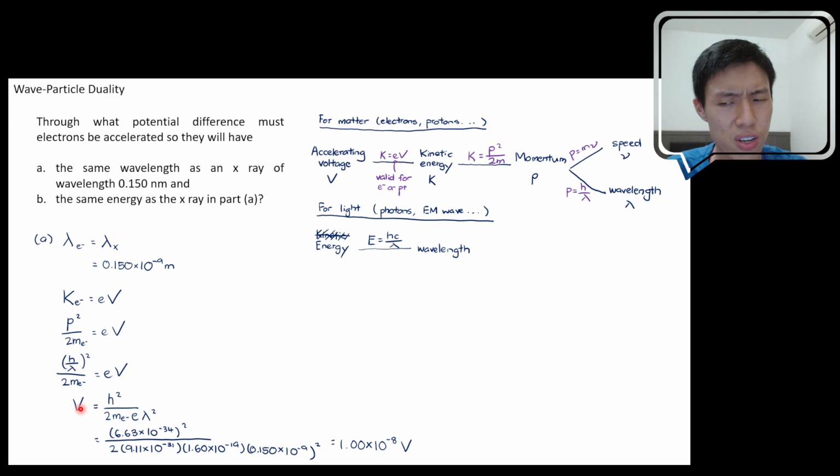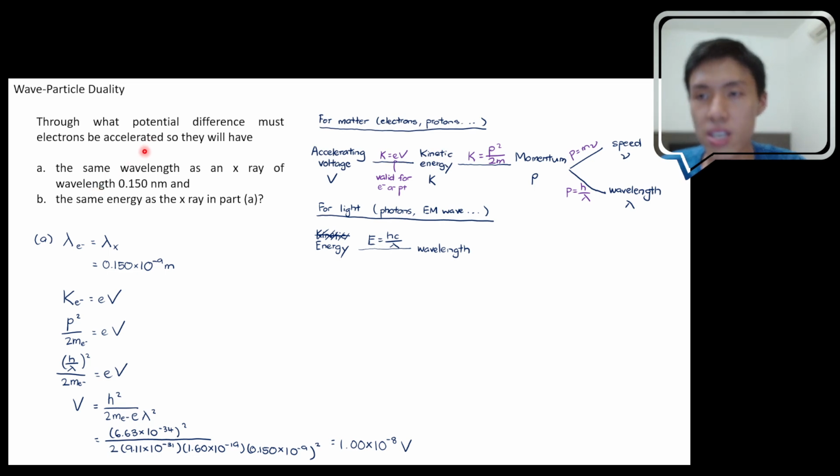So it's actually quite a low voltage. You can easily create an electron that has a wavelength of 0.15 nanometer by accelerating it through this small potential difference. Okay, so that's question A.